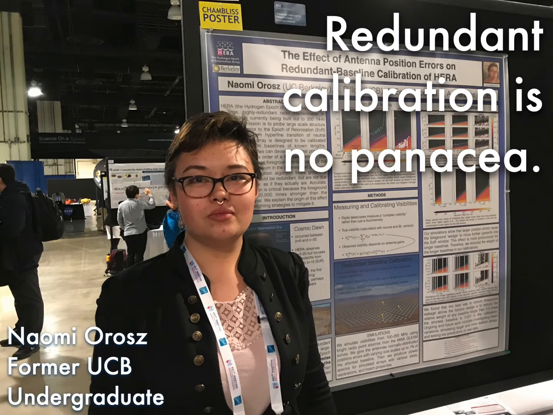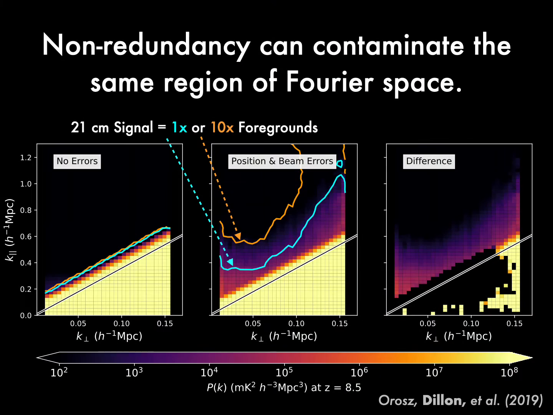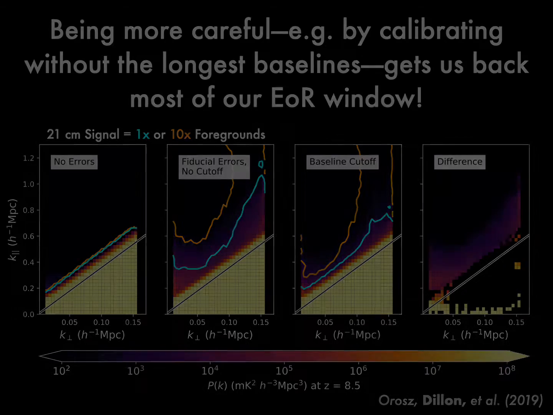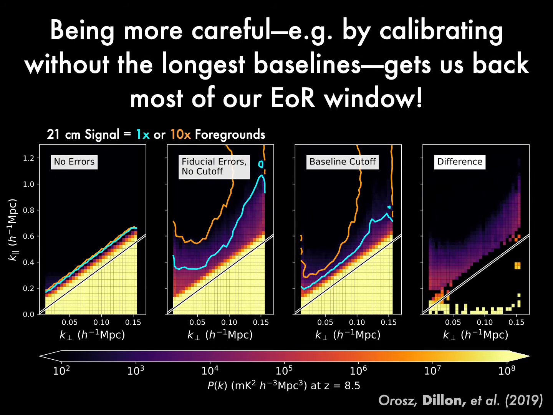So a project led by my former undergrad, Naomi O'Rose, looked at this particularly in the context of a simulation and asked the question, well, instead of model errors, what happens if you have non-redundancy? If your array is not quite perfectly redundant, if you put in position errors and beam errors and antenna-to-antenna variation. And she saw basically the same effect, where the wedge became a brick again because of this chromaticity. But because we knew the underlying physics, the one thing we could do to address this problem is just not use the longest baselines, those that had the most chromaticity, the most spectral structure, and just doing that actually gets us back most of the Fourier space we were interested in. So that was one approach.